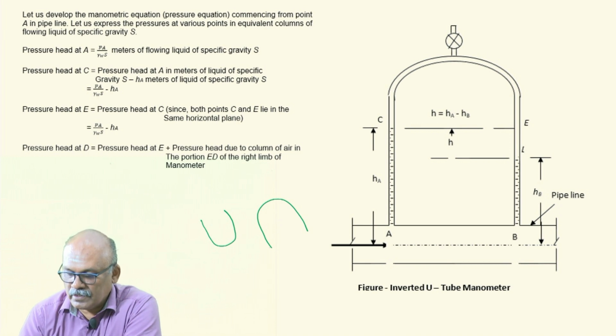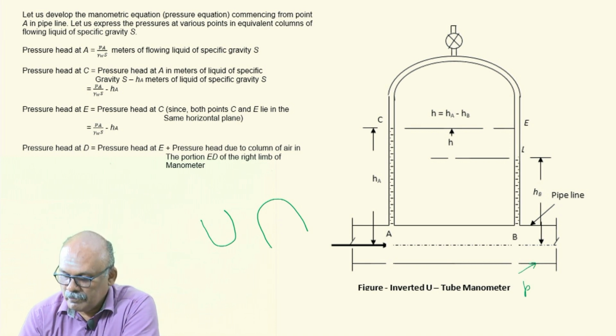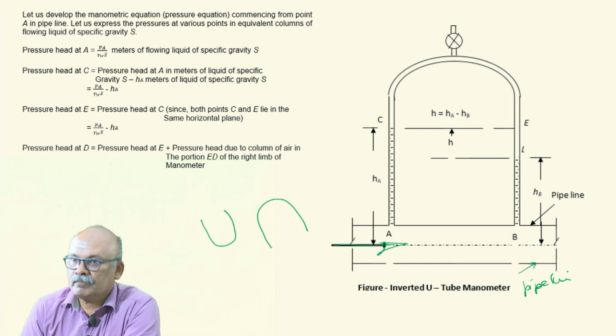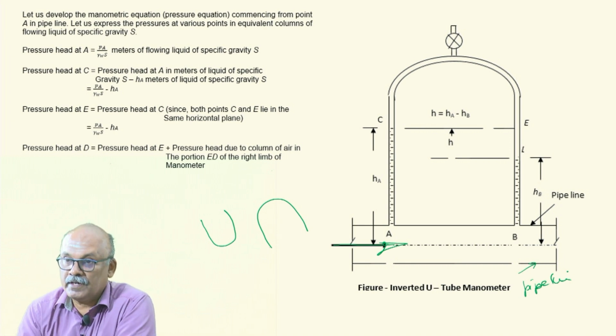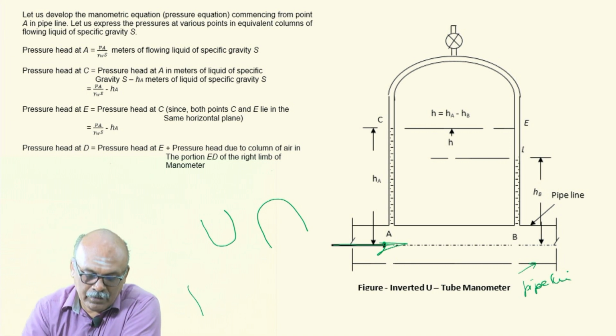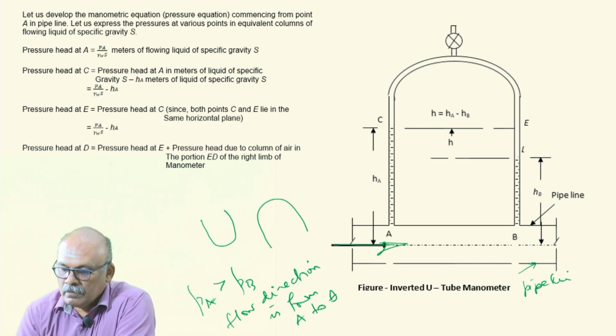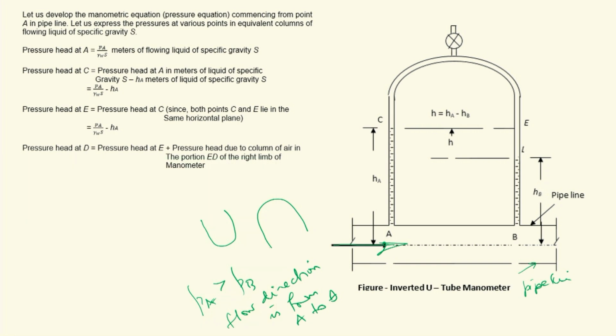So again, you consider this as a pipeline, this as a pipeline, which is conveying a liquid again in this direction, that is A to B. So pressure at A will be higher than pressure at B. PA will be greater than PB as the flow direction is from A to B. See what happens, there is no manometric fluid involved in this, so only air is present.